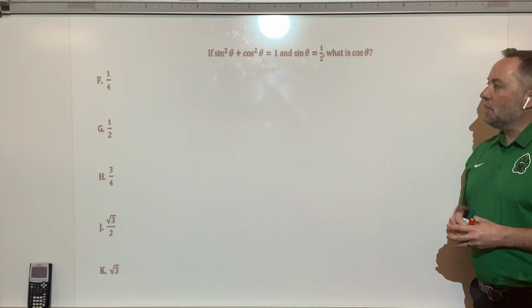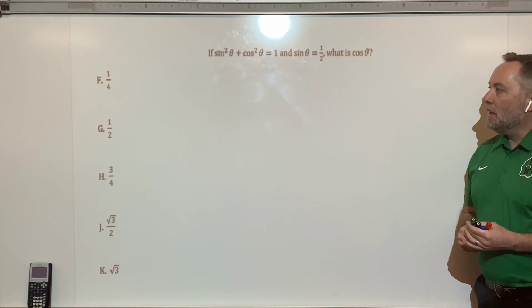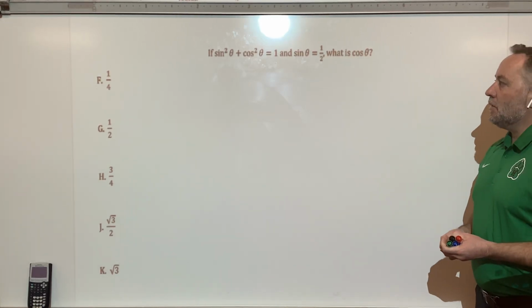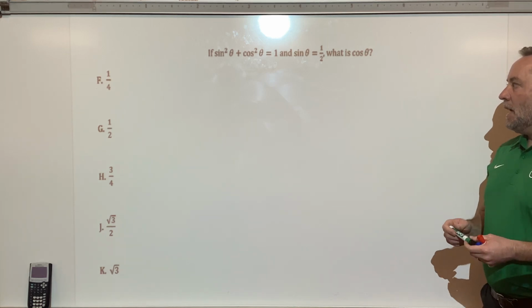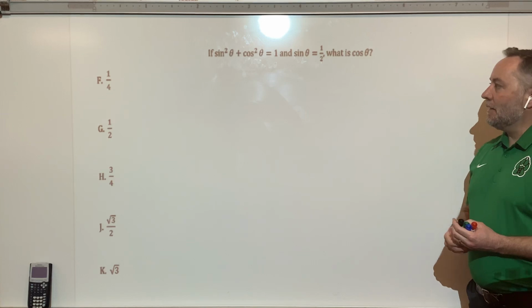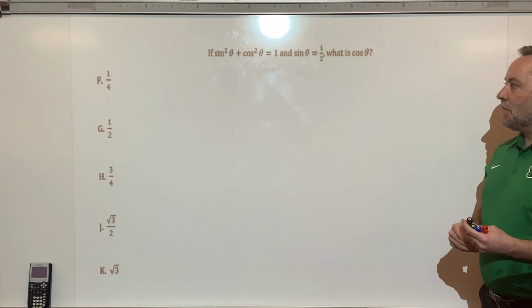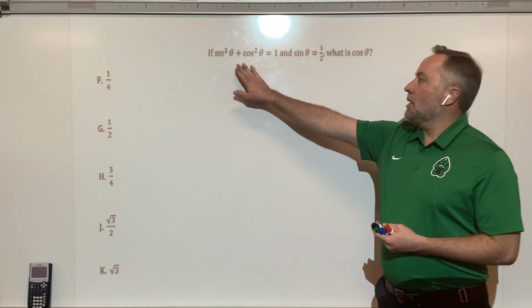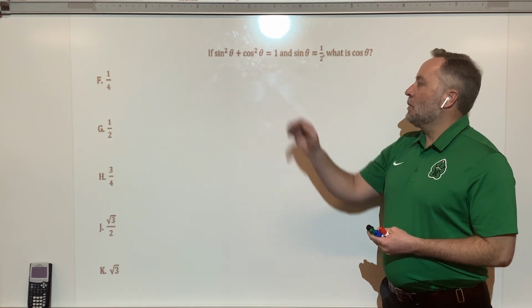This question is asking us about a trigonometric identity. It says, if sine of theta squared plus cosine of theta squared is equal to 1, and sine of theta is equal to 1/2, what is cosine of theta? This is a Pythagorean identity. That's the sine squared plus cosine squared of theta is equal to 1.